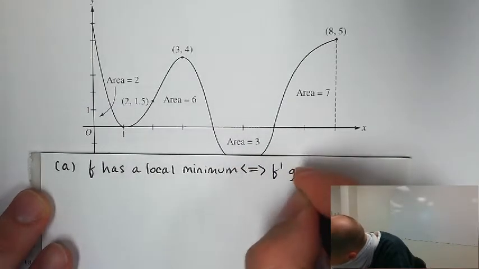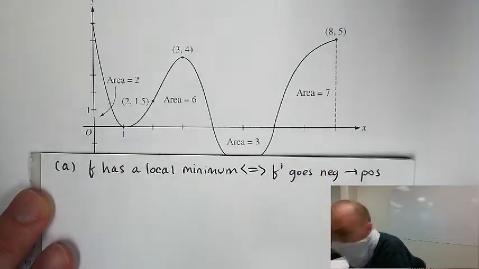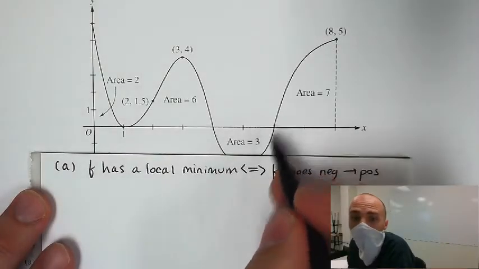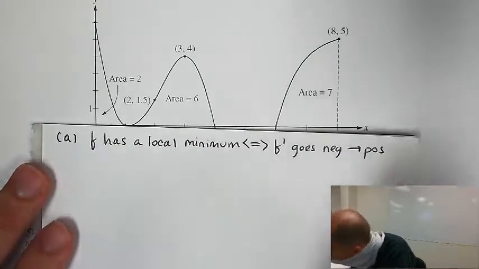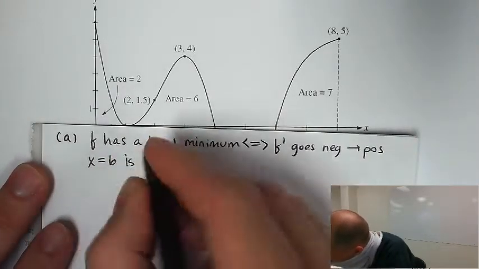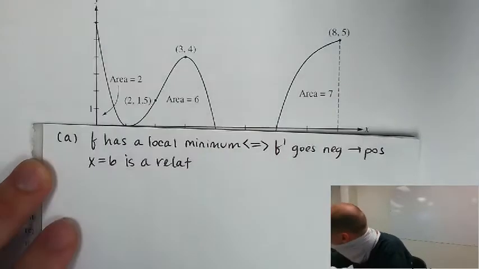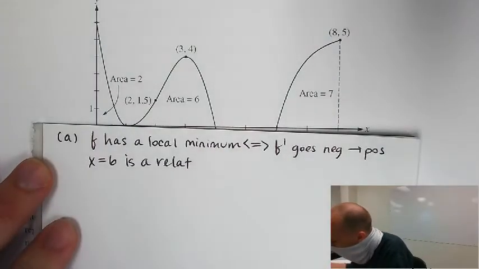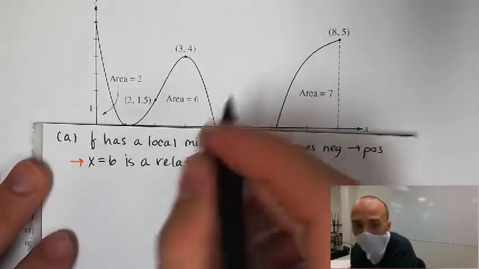F prime goes negative to positive. Okay, that's what I'm looking for. Hey, look, there it happened. That's at x equals 6. So x equals 6 is what I would do, I would just probably write this sentence that I'm going to kind of mark in orange.